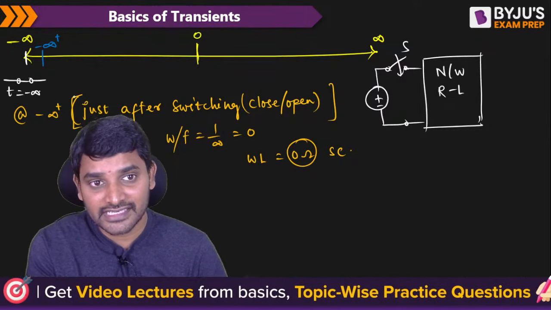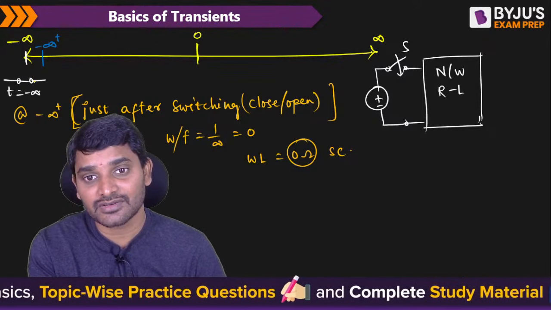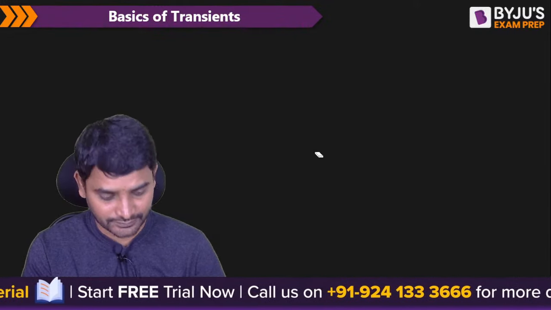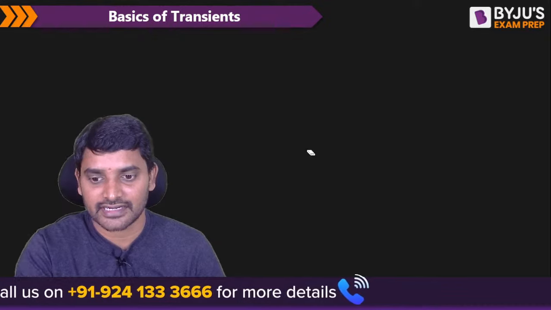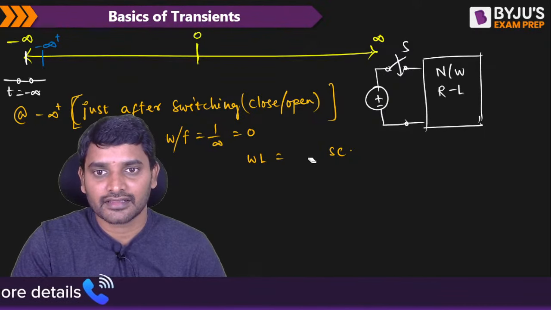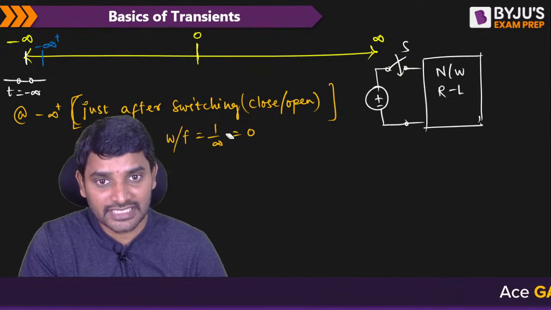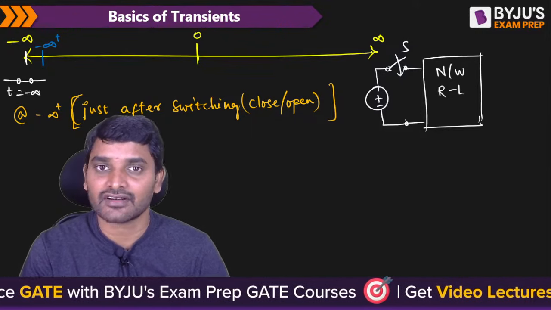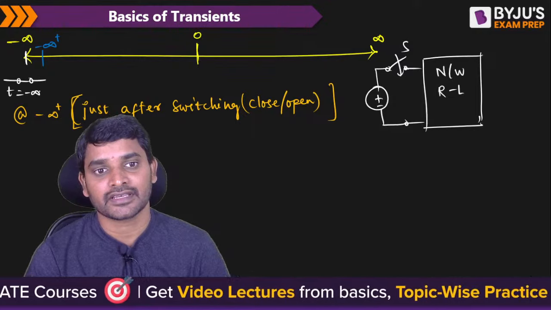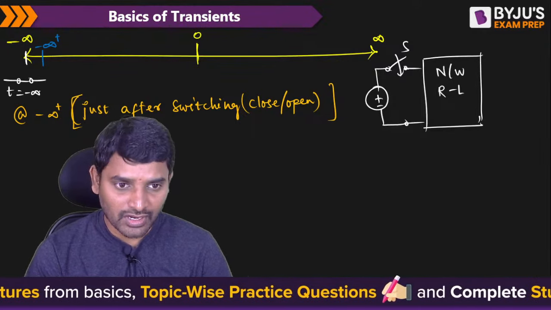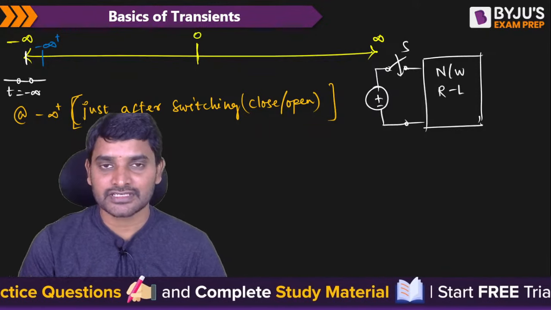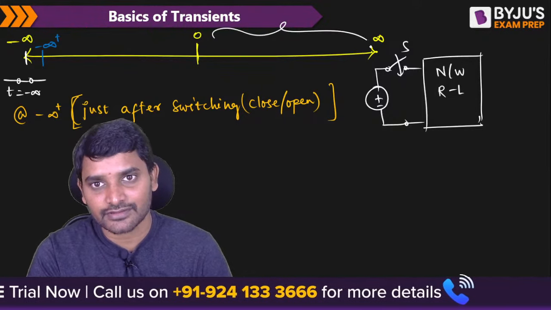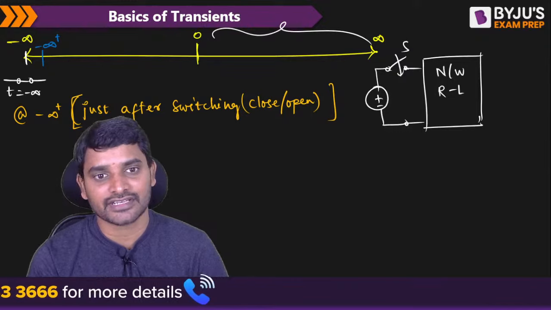No. Actually, just after closing the instant, it has to behave like an open circuit. If you substitute these timing instants, long back, that is minus infinity, you will get wrong behavior. So whatever the substitution, t equal to 0, t equal to infinity, it is after the zero. If you substitute here, it will not satisfy.